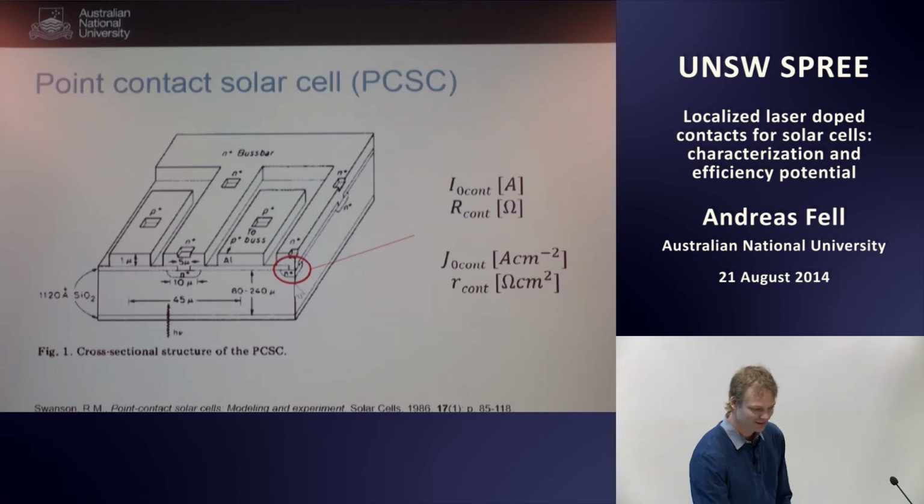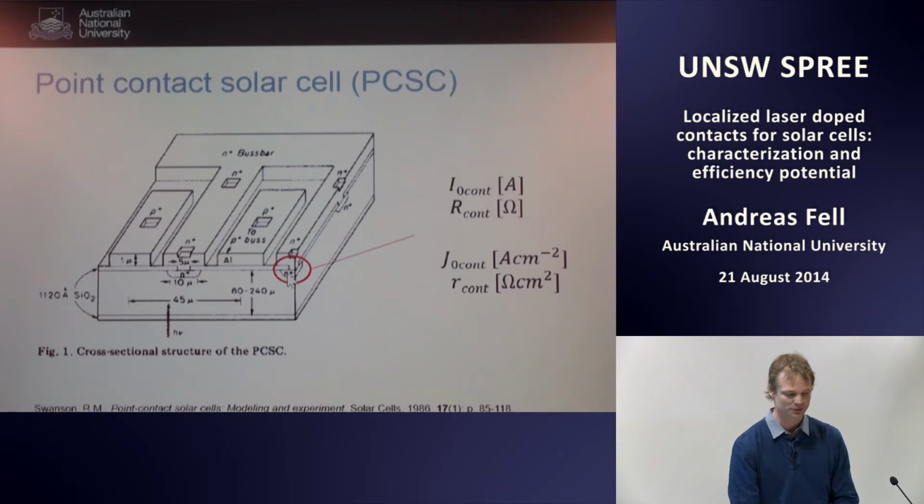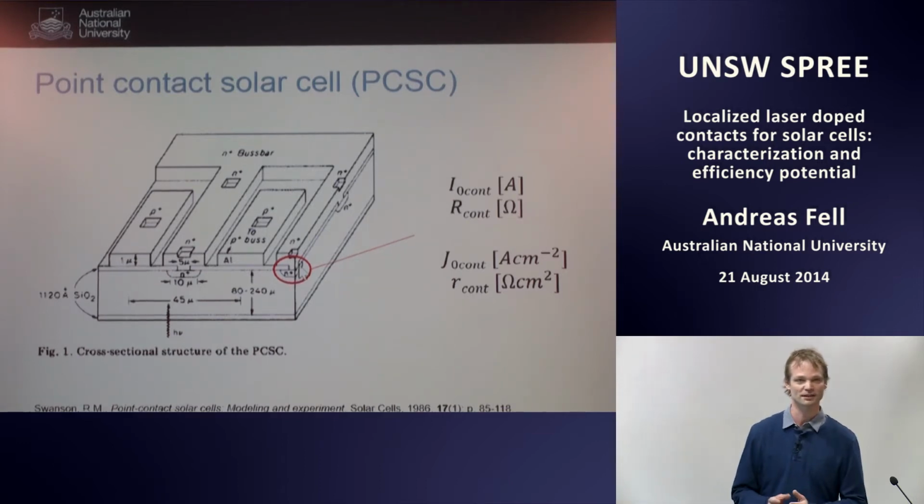So within that contact, your recombination property might change a lot. For example, here at the edge, that is still a bit passivated, and in the inner, at the actual contact opening, it's not passivated.